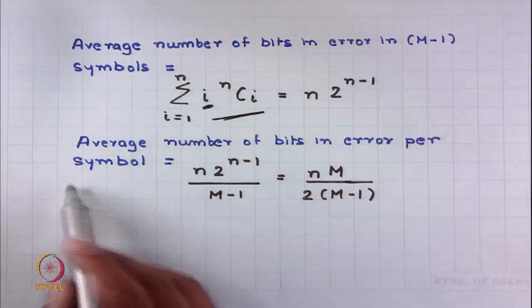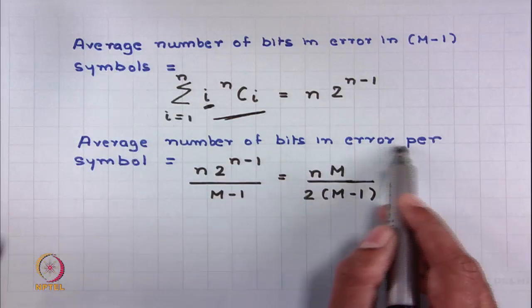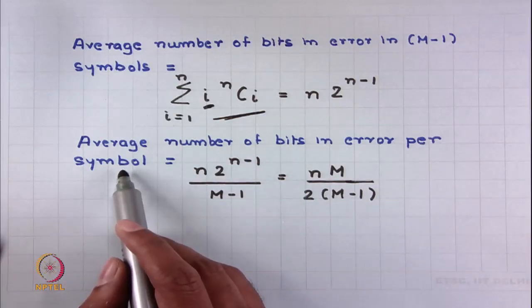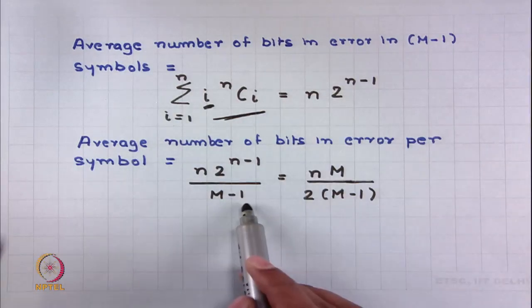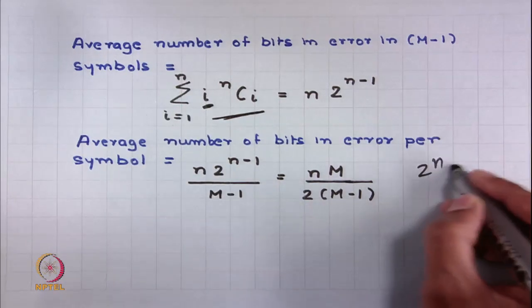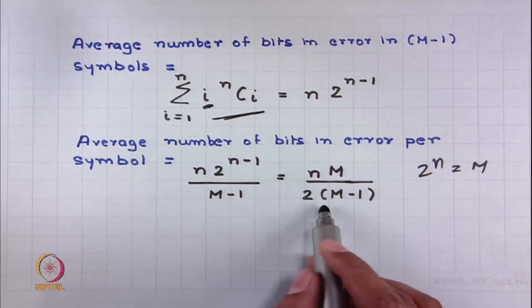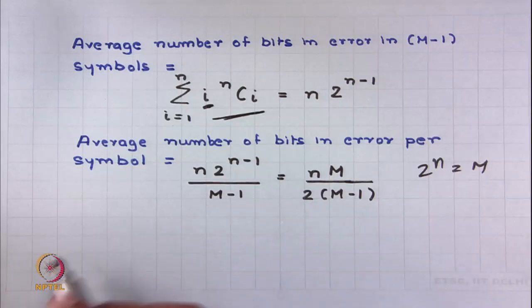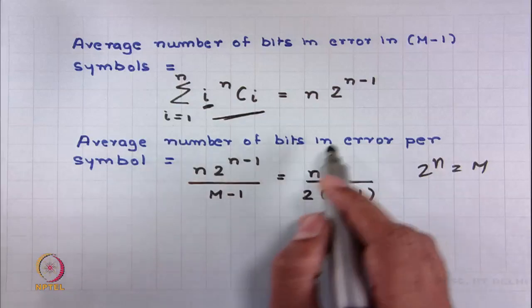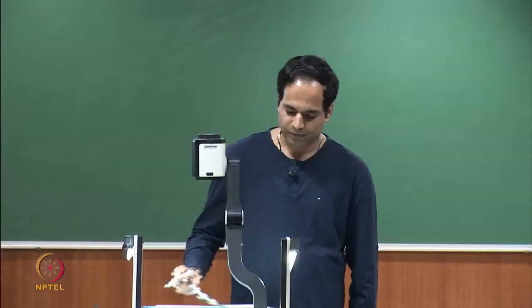If you know this, you can easily calculate the average number of bits in error per symbol by simply dividing this thing by m minus 1. And remember, 2 to the power n is m. So, this is simply n m divided by 2 divided by m minus 1. Okay. So, this is the average number of bits in error per symbol.